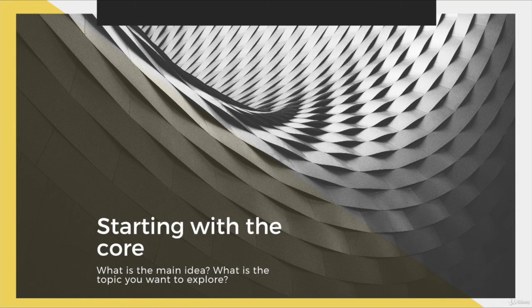So in this lecture, we're going to be talking about starting out with your mind map. When you want to start the mind mapping process, the first thing you need to know is the core. What is the main idea? What is the topic that you want to explore? What is the problem that you want to solve? This is the core, the main idea that's going to develop your entire mind map.